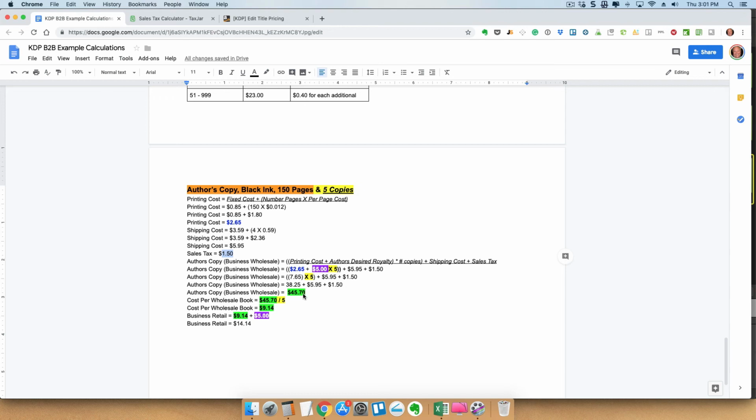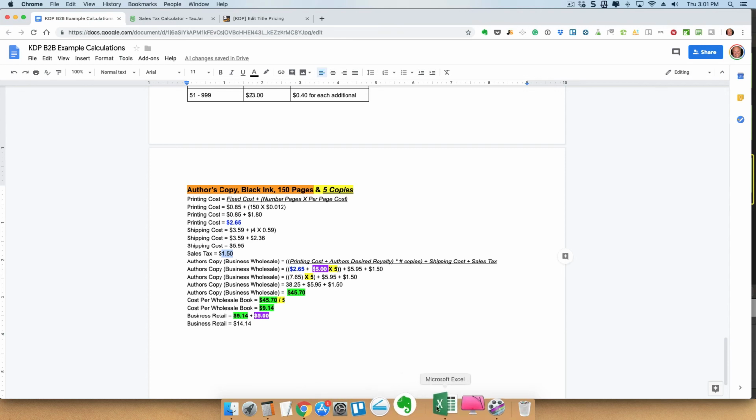And then what the business can do is the cost per wholesale book for them is the $45.70 divided by the number of copies of 5. So to them, it's $9.14. If they then want to make a $5 profit, they would add that to the $9.14, which comes out to $14.14. Okay. Wow. Piece of cake, huh? Yeah. Clear as mud, huh? Yeah, exactly. So instead of having to do all of this, we can have the calculator do that for us.